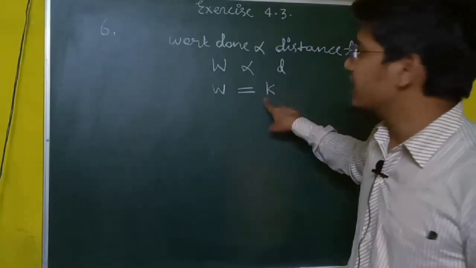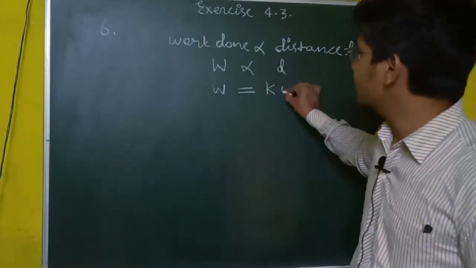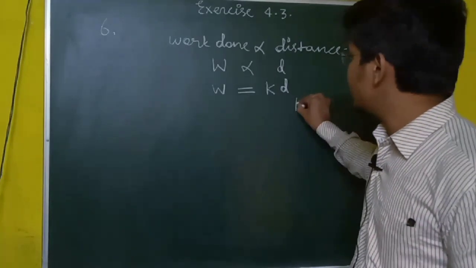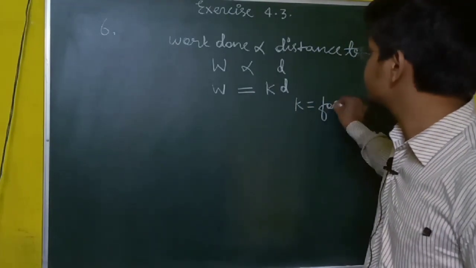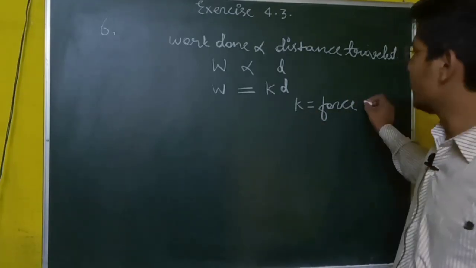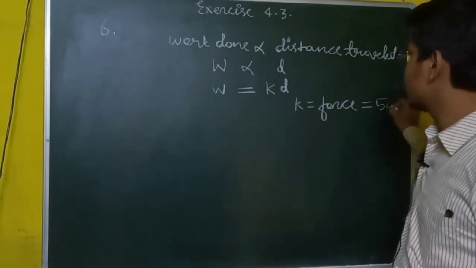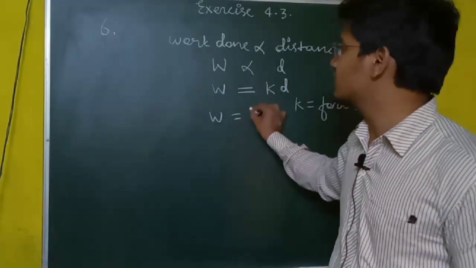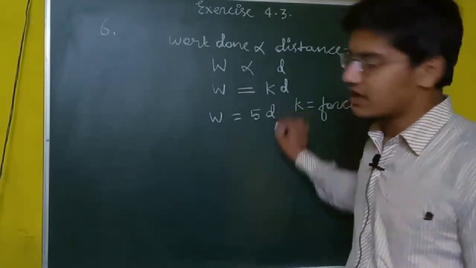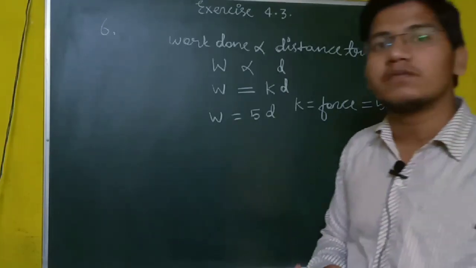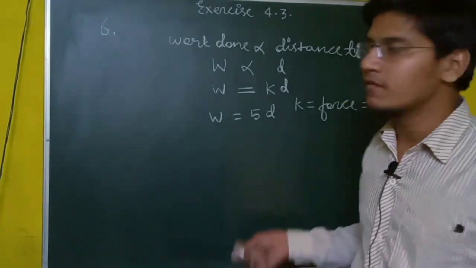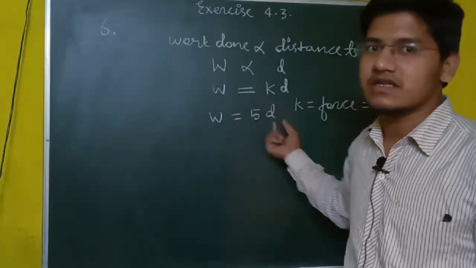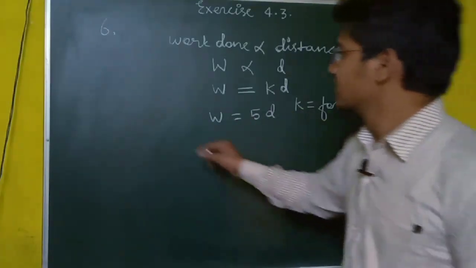So here I am writing in place of constant K and D for distance. So in this case K is equal to force. K is a force which is 5 unit. So in place of K here we will write 5. So it will be work done is equal to 5 into D. Now we want to make the graph of this situation. So we have to assume which thing we want to take on y-axis and which thing we want to take on x-axis.